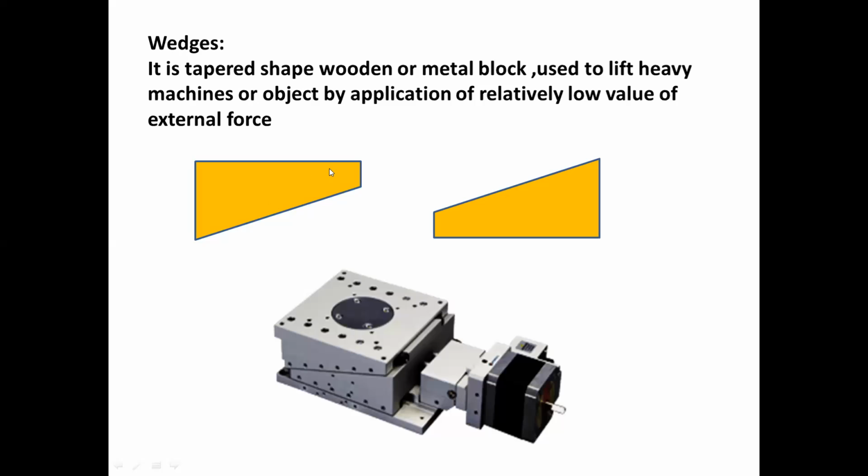You can observe here in the image. These are two wedges. This diagram is the schematic diagram, and the second diagram is the actual diagram of the wedge, which is used in industry to lift heavy machines. This part is the tapered part.